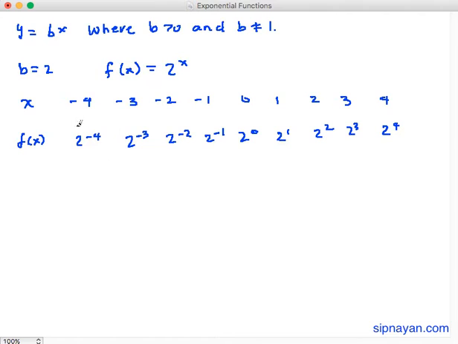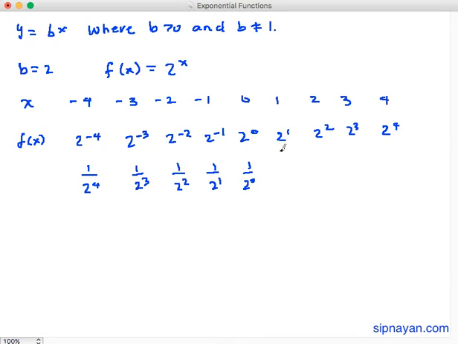Pwede natin i-simplify ito. Gawin natin positive yung exponent. Sabi natin, pag negative yung exponent, kailangan natin kunin yung reciprocal. So, magiging 1 over 2 raised to the 4th yan, di ba? Then 1 over 2 cubed, 1 over 2 squared, 1 over 2 raised to the first power, and 1 over 2 raised to the 0.